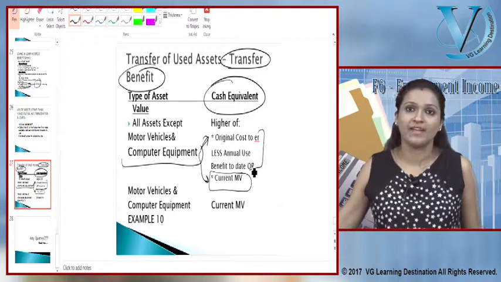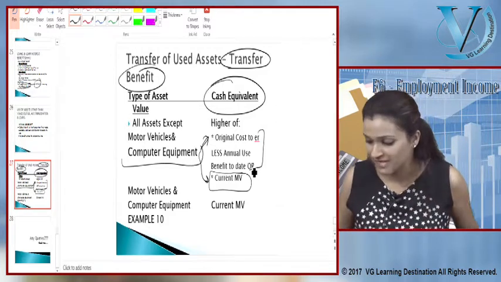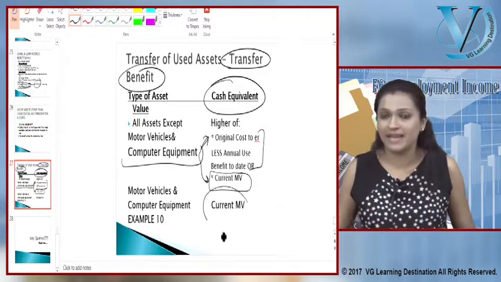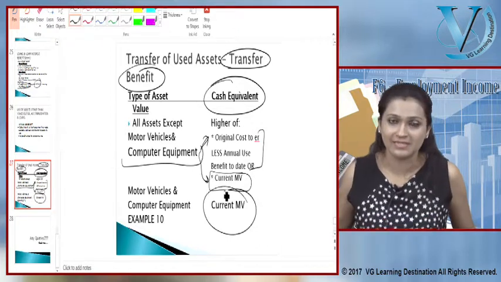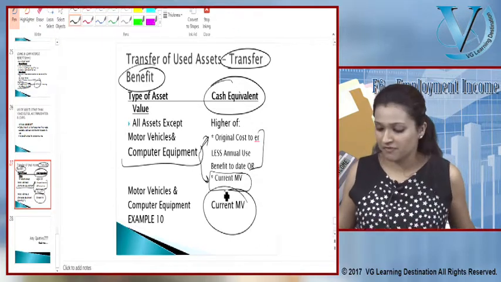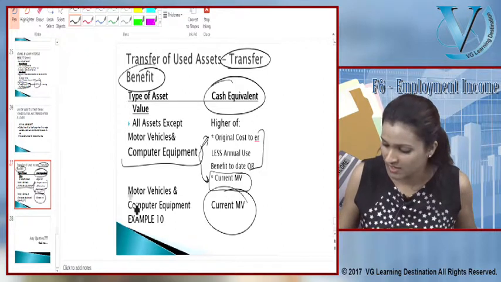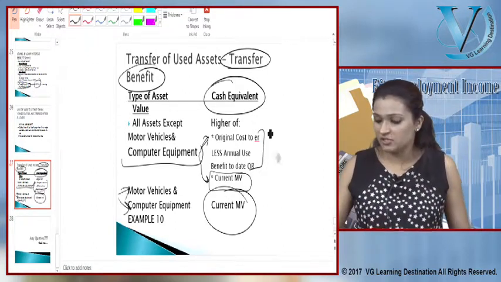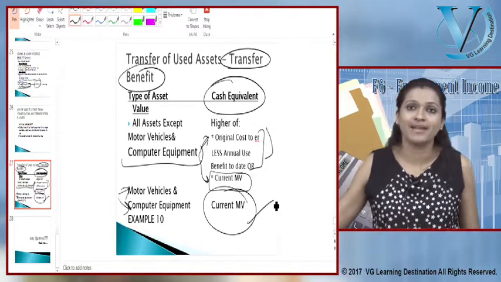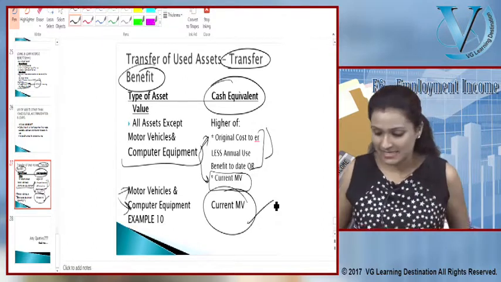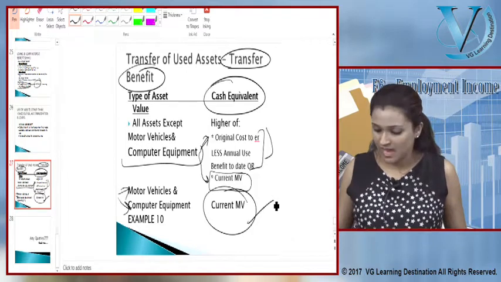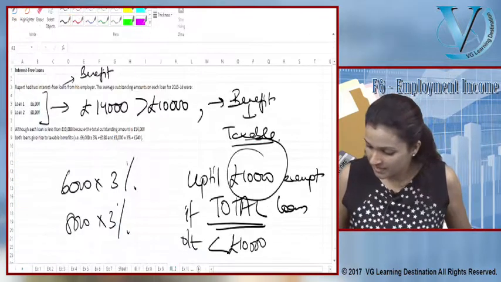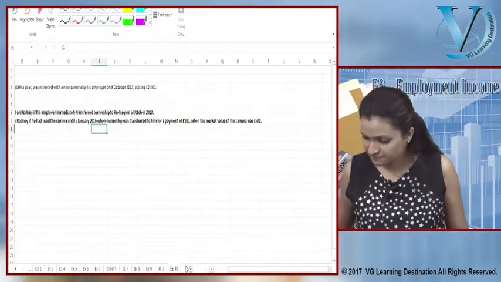What about motor vehicles and computer equipments? Definitely you use their current market value itself. So any other asset apart from motor vehicles and computer equipments gets charged at the higher of the two. For these two, you just use the current market value as it is. Let's quickly understand this with the help of an example. Example number 10.